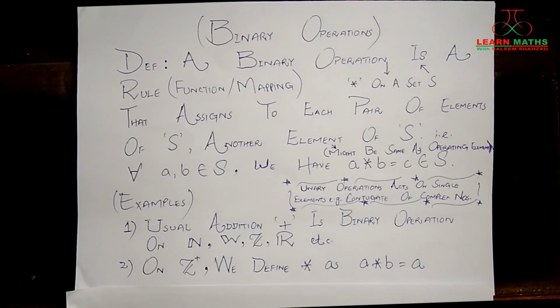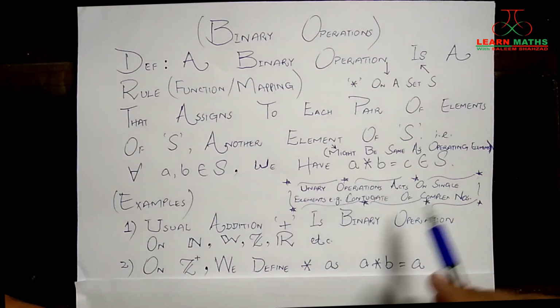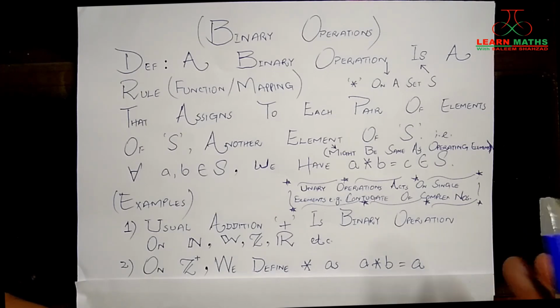Another example of a binary operation is on the set of positive integers. We define asterisk as a asterisk b equals a. As I have already mentioned, when you operate the asterisk operation between two elements of a given set, the answer might be one of those elements. That's quite possible, that's not a big deal.